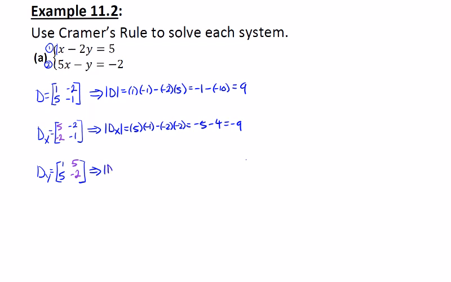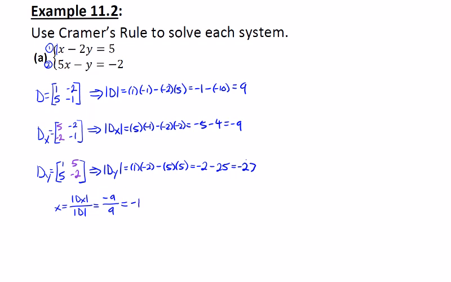And then finally the determinant for Dy: 1 times negative 2 minus 5 times 5, negative 2 minus 25, giving me the real number negative 27. So with these three determinant calculations, I can now calculate x and y. X is supposed to be the determinant for Dx divided by the determinant for D. That's a ratio. Determinant for Dx we said was negative 9. Determinant for D is positive 9. And that ratio will simplify to be negative 1.